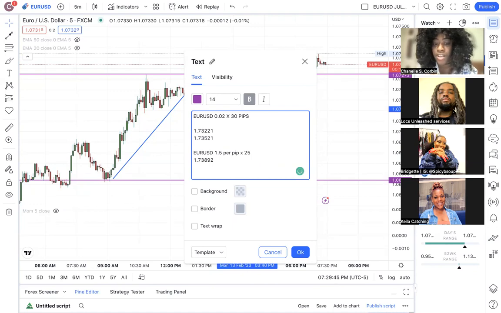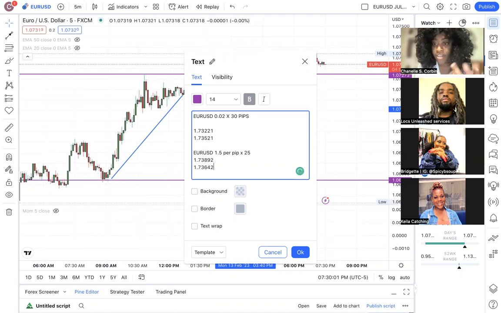Just to make sure that you guys understand how to do this. $375. Okay, yes. And our TP would be 1.73642. Exactly. Right?